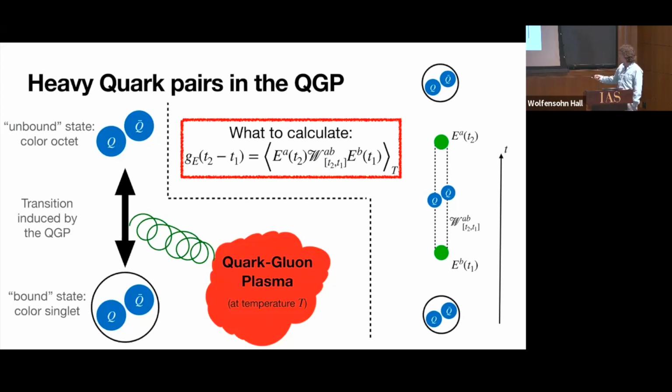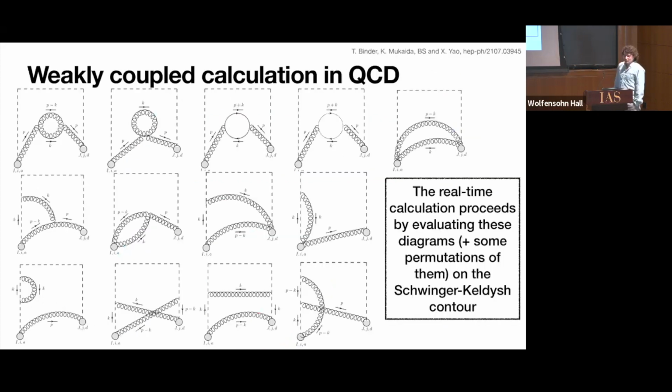In practice, what you have to calculate that encodes the information of this physical process is a chromoelectric field correlator with an adjoint Wilson line in between. The physics is that you had a singlet state at the beginning, then an electric field kick from the medium generates a transition to a color octet state, then you have a propagation with an adjoint Wilson line, and then you go back to a singlet state. Okay, so if you want to calculate this, you can do several things.